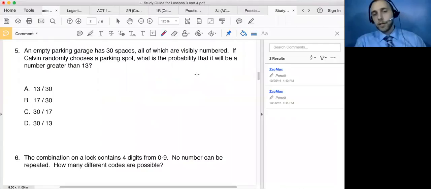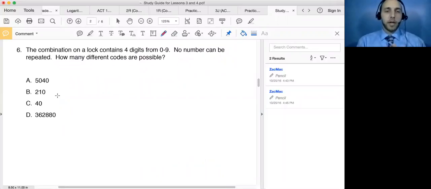An empty parking garage has 30 spaces, all of which are visibly numbered. If Calvin randomly chooses a parking spot, what is the probability that it will be a number greater than 13? All right, this is pretty straightforward. We know that there are 17 parking spaces with numbers greater than 13. So we just write the total number of spaces and the number that we want, and that would be 17 out of 30, which is letter B. Fairly simple.